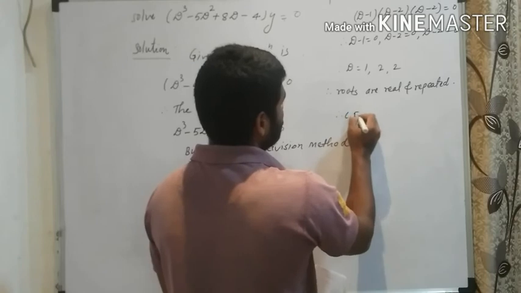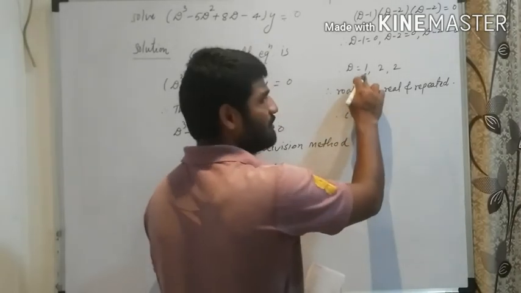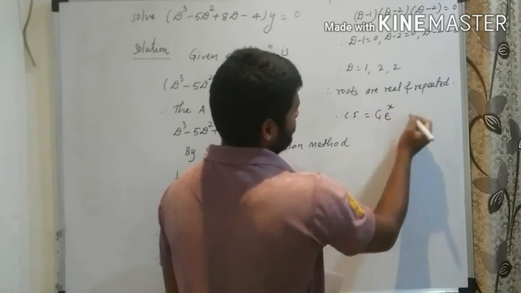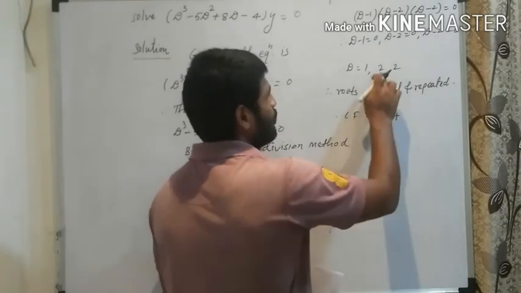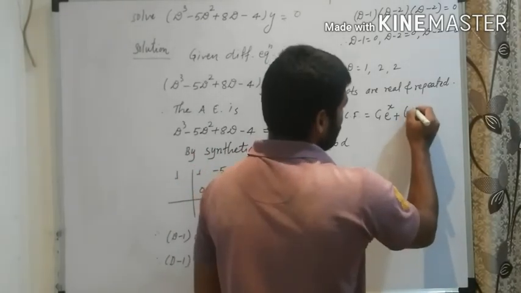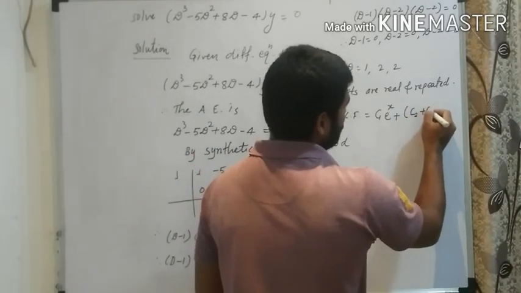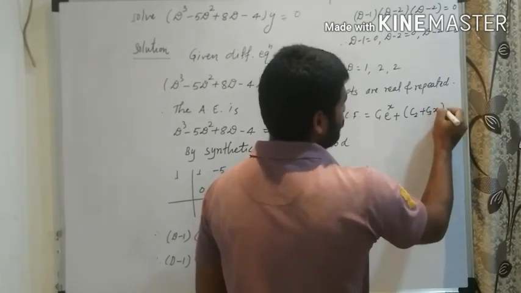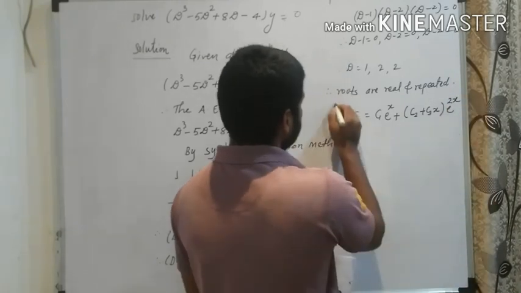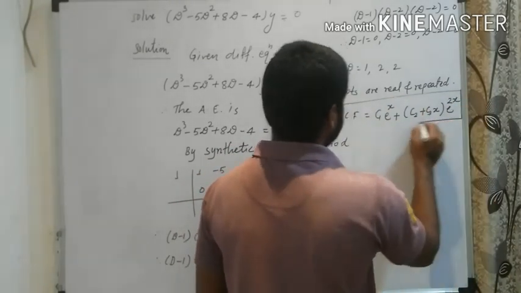Therefore the complementary function can be written as, now 1 is real and distinct, so corresponding to that c1 e raised to 1 into x plus, now 2 is repeated 2 times. So 2 is repeated 2 times, so corresponding to that the next constant is c2 plus c3x into e raised to repeated root into x. So this is your required complementary function.